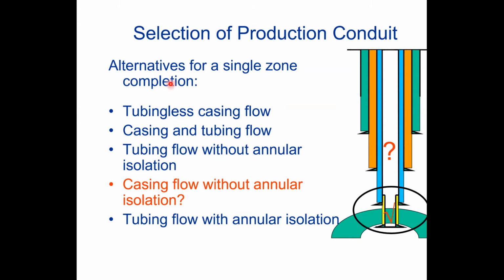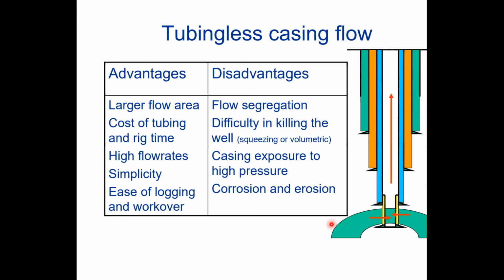Okay, the question here is how to bring this fluid to surface. We finished this part. Now the production conduit, and there are various options: tubingless casing flow, casing and tubing flow, tubing flow without annular isolation. I have seen casing flow without annular isolation, but the most popular is this one. And I will explain these options.